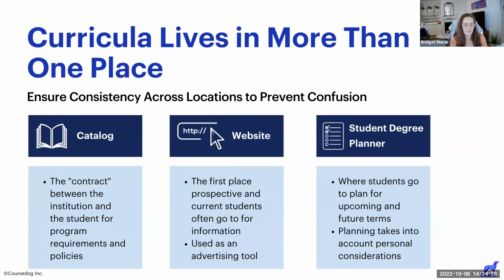And as we've discussed, curricular offerings don't live in a vacuum, and they certainly don't live in just one place. I think the catalog is the first place that many of us think of when we think about where we house our curricular offerings and program maps. The catalog represents that public contract between the institution and the student for the requirements and policies that students need to follow to successfully complete their degree.